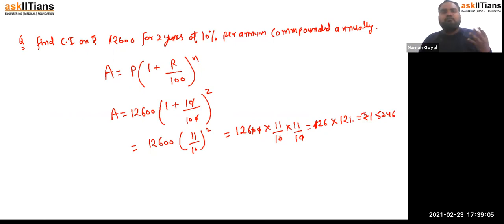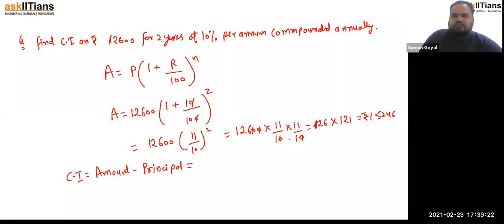After 2 years, you will get the total amount, right? Okay, so the question is asking for CI. Compound interest is what? Amount minus principal, right? So what is the total amount we have?